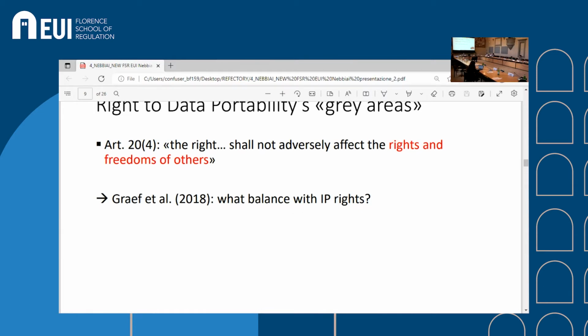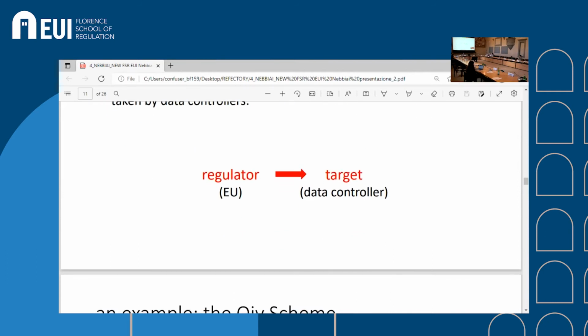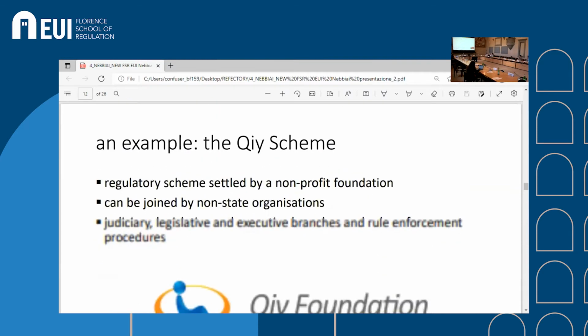So how can we investigate such an issue? Now, the mental framework that I think we all have in mind is this one. Basically, there's a regulator that is the European Union, and a target that are data controllers. And what is going to happen is that we have the GDPR that is interpreted by the data controller, who will choose whether to interpret these gray areas in one way or another. However, in my paper, I raise the question that maybe the problem is more complex than this one.